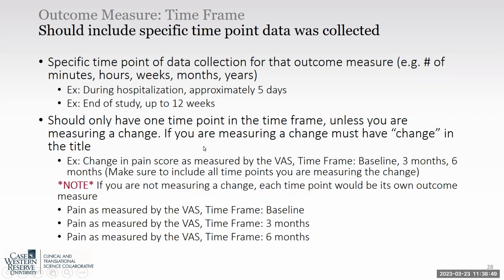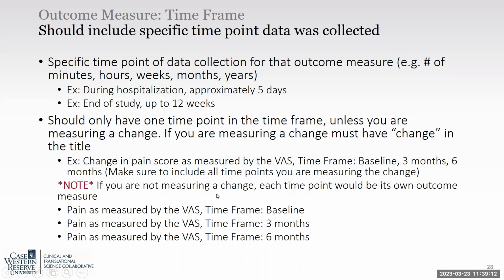The only exception is if you are measuring a change. And if you are measuring a change, you must have change in the title. So for an example, we have change in pain scores as measured by the VAS, and we have a time frame of baseline, 3 months and 6 months. So we are making sure to include all the time points that we are measuring this VAS.